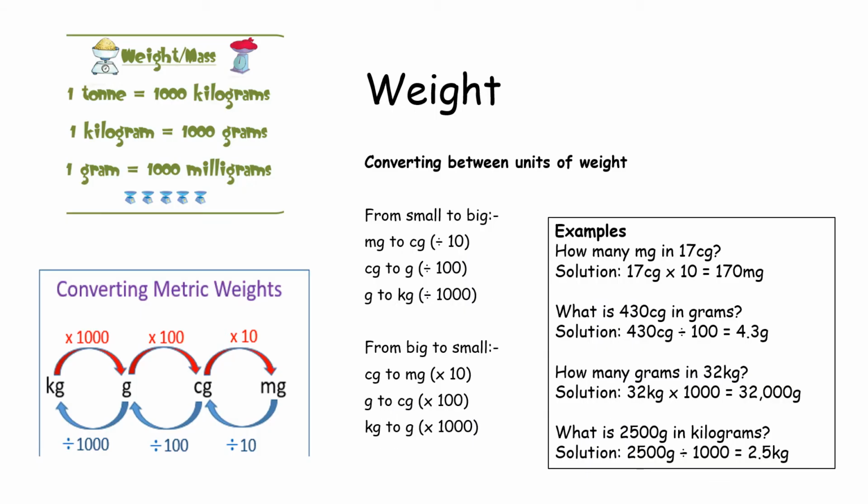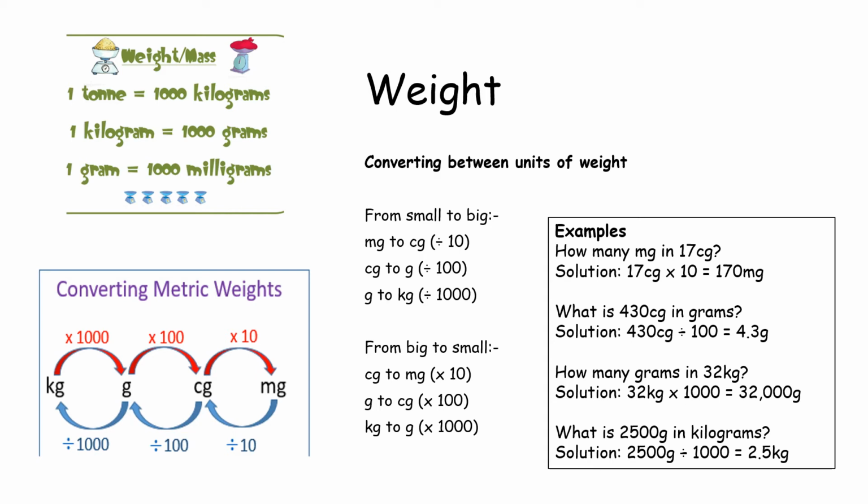Converting between units of weight. From a small to a big, you're dividing, and from big to small, you're multiplying. So milligrams to centigrams, you would divide the number by 10. From centigrams to grams, you would divide the number by 100. And for grams to kilograms, you would divide by 1,000. Going from big to small, you'd have centigrams to milligrams multiplied by 10. Grams to centigrams, multiply by 100, and kilograms to grams, multiply by 1,000.